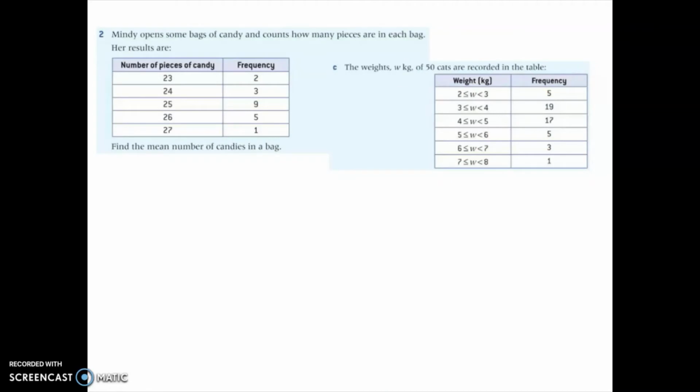Let's move on. Let's say we have these two situations. Mindy opens some bags of candy and counts how many pieces are in each bag.